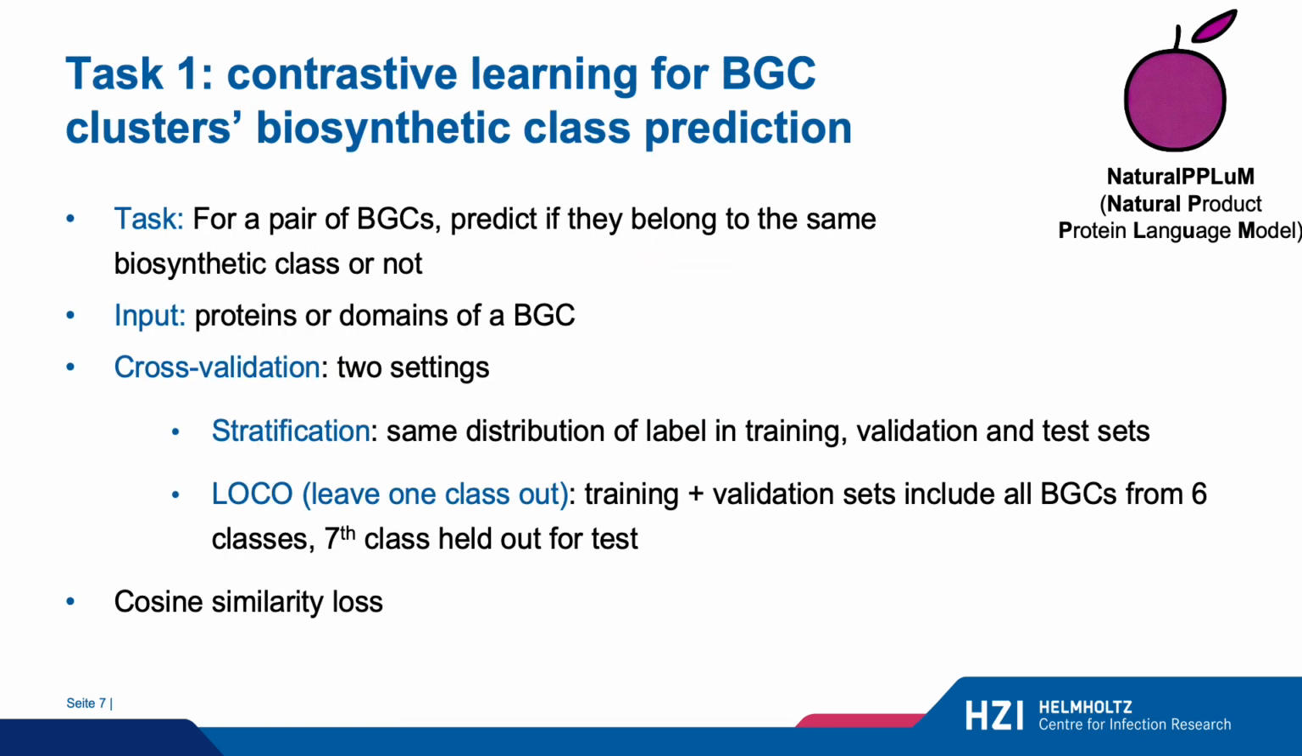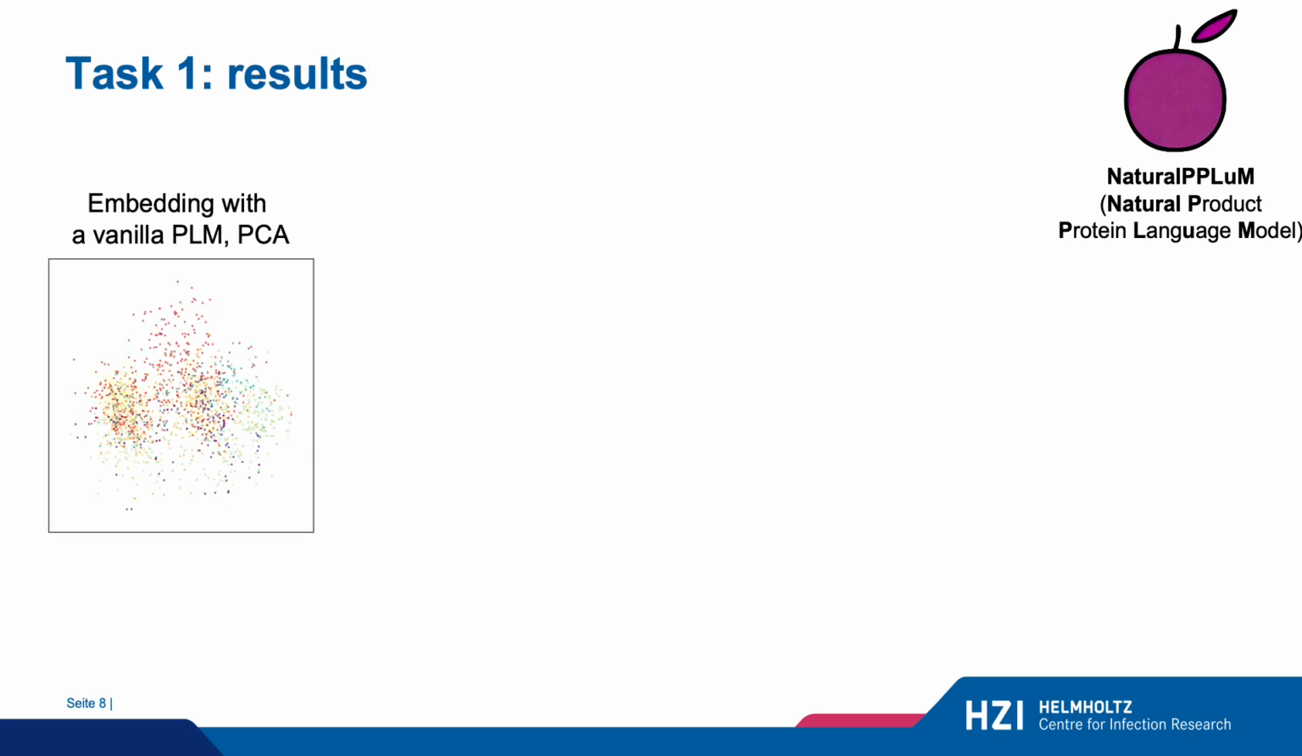In the first task, we try to predict if two BGCs belong to the same biosynthetic class or not. We try to solve this task with two different dataset split schemes. One simply tries to keep the percentage of samples of each class similar in all splits. Another considers one of the 7 biosynthetic classes to be in our test dataset and uses everything else for training and validation.